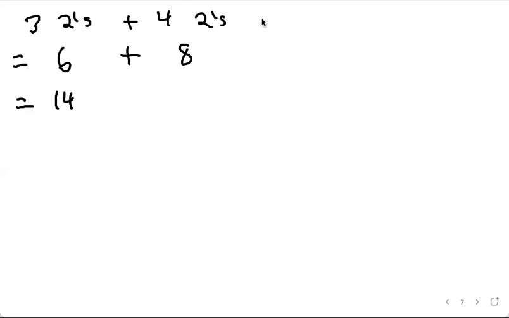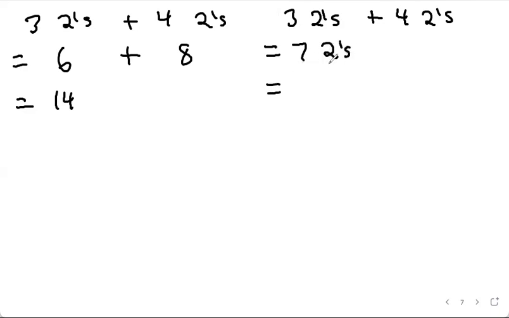Okay, there's another way you could do this problem though. Take a look at this. You can add 3 2's and 4 2's, right? Because in total, that would be 7 2's. Okay, and then how much is 7 2's? Well, it's like 7 times 2, that's 14. We get the same answer. We get the correct answer, right?